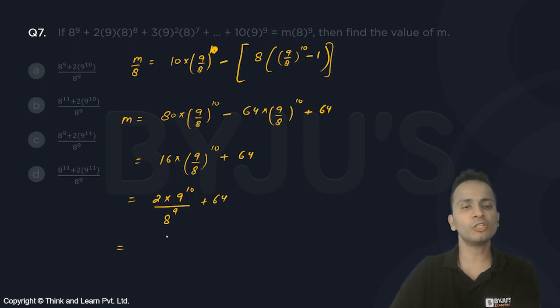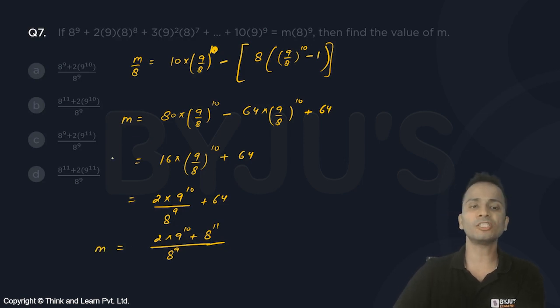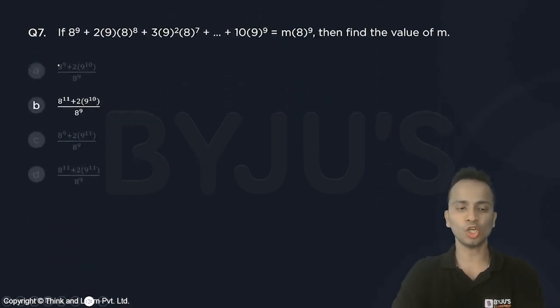Now taking 8 raised to the power 9 as LCM, so 2 into 9 raised to the power 10 plus 64 into 8 raised to the power 9. Now 64 is 8 square. So 8 square into 8 raised to the power 9 will be 8 raised to the power 11. So this will be the final value of m. Now we can match it among the options, and looks like it is option B. So question number 7, the correct answer is option B.